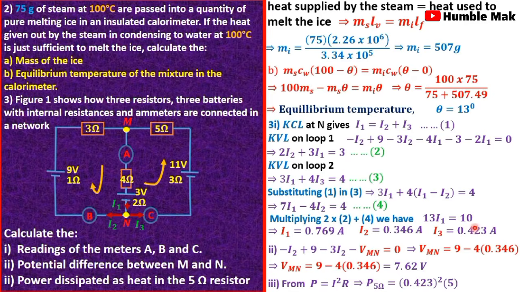So we use the value for I3, that's 0.423. So we are going to have P equal to 0.423 squared times R, which is 5. Simplifying, we have the power dissipated to be 0.89 watts. So friends, that's how we can answer question 2 and question 3 and score all the marks.